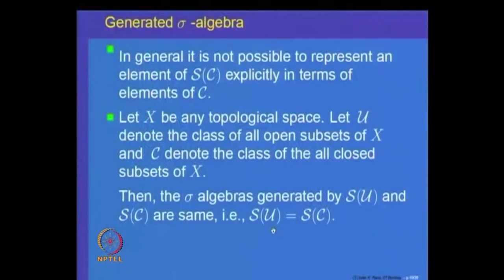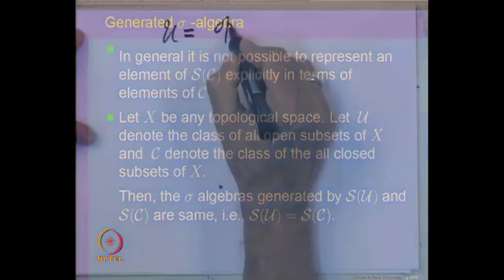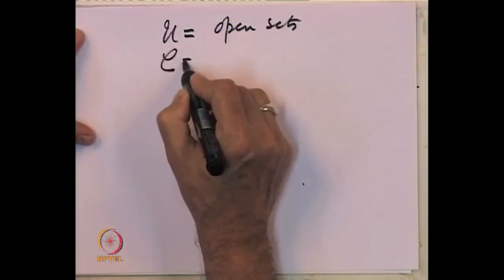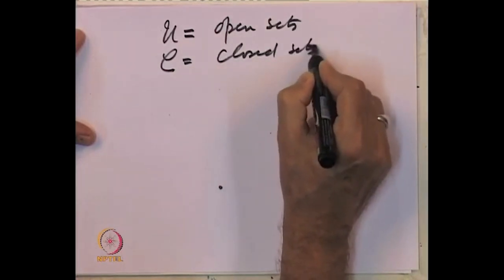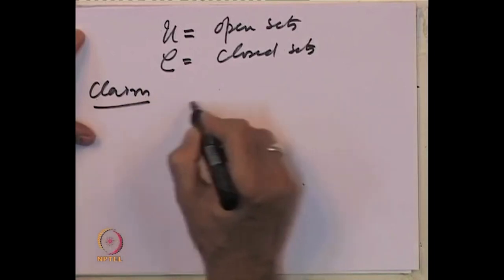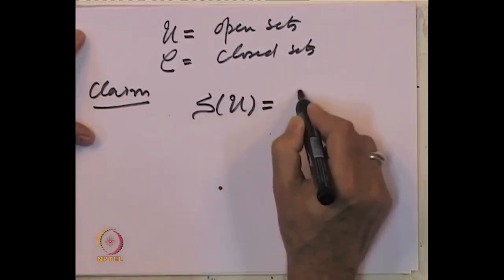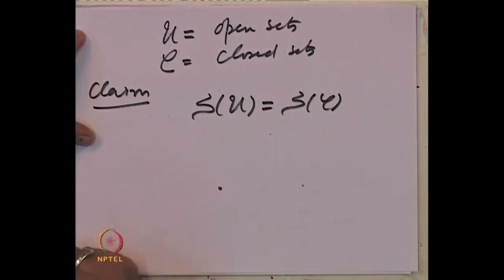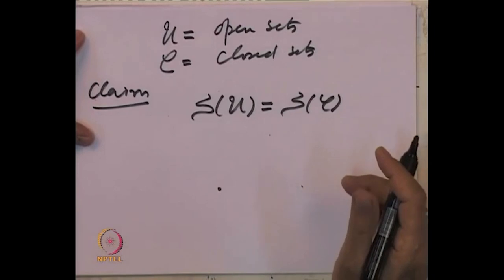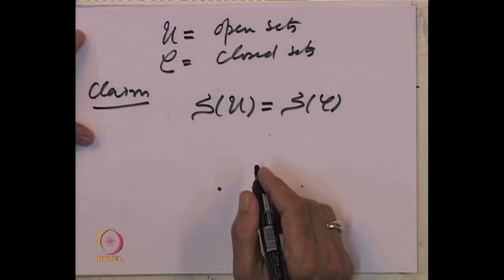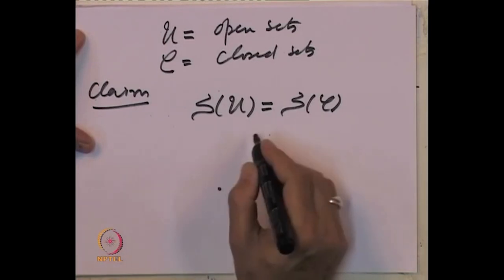And let us recall, a set is closed if and only if its complement is open. So, using this fact, we will prove that the sigma algebra generated by open sets is equal to the sigma algebra generated by closed sets. So, in this proof, U is the collection of open sets, C is the collection of closed sets, and the claim is that the sigma algebra generated by open sets is the same as the sigma algebra generated by the closed sets. And to prove this, we will follow a technique which is going to be used again and again.